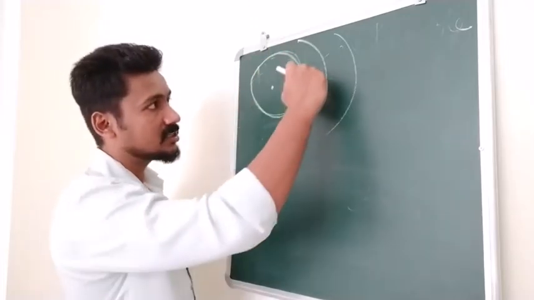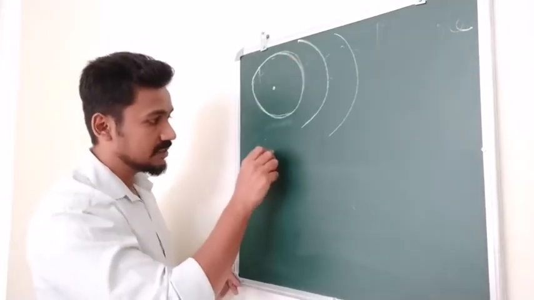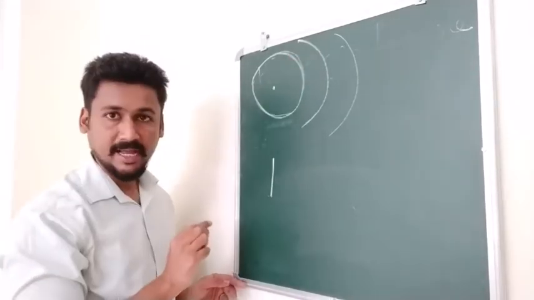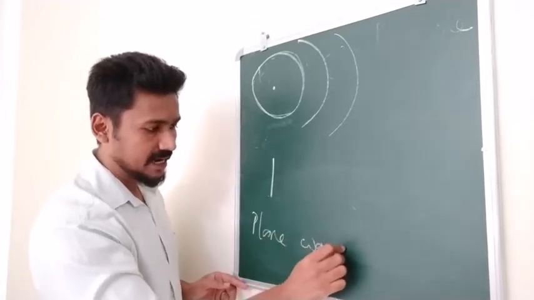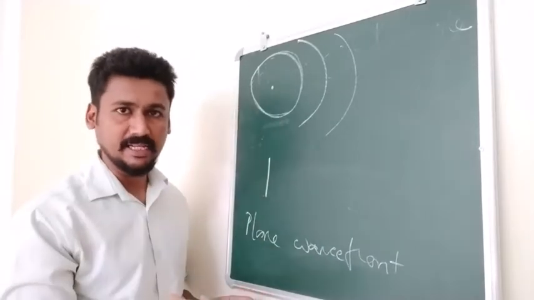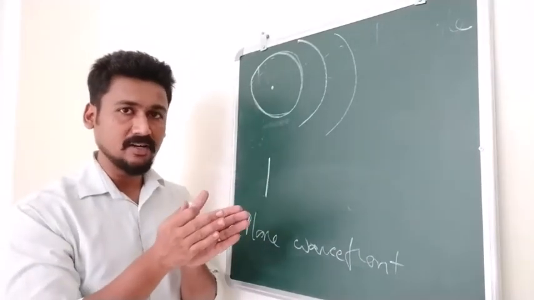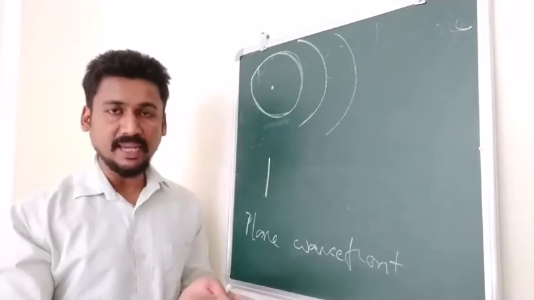If we consider a small part of this spherical wavefront, correct, we can have the wavefront looking like this. This is called a plane wavefront. Okay, plane wavefront. So actually all the wavefronts are spherical in nature, but a small part of that, for example light coming from the sun, so actually the sun is creating spherical wavefronts.